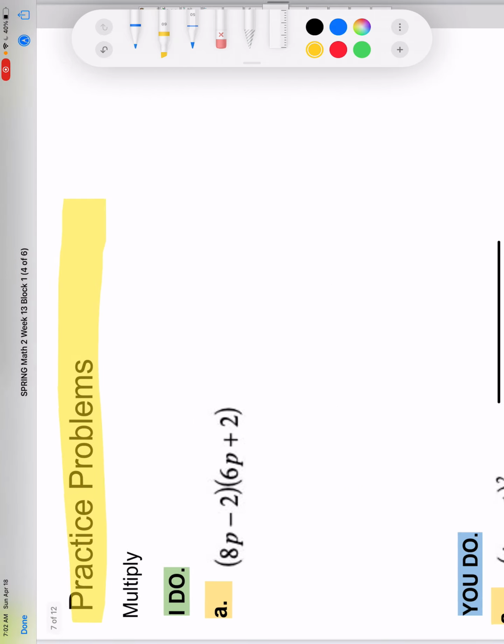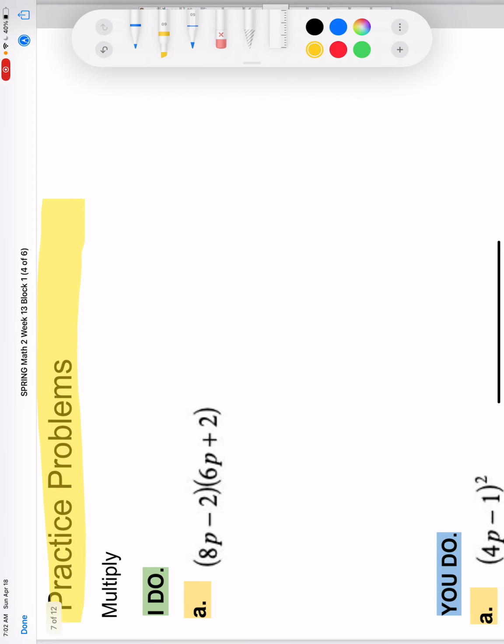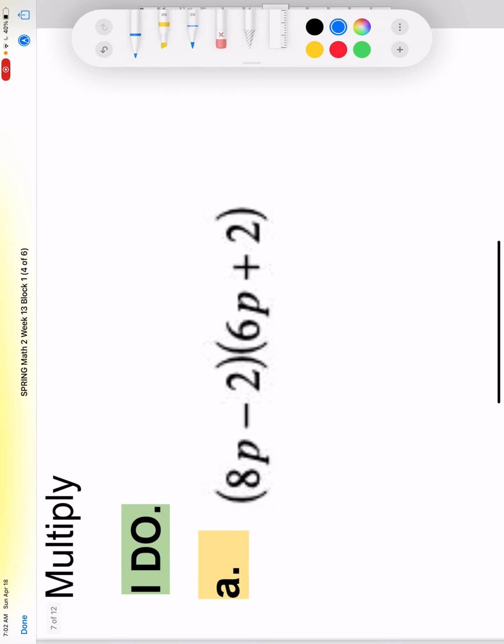All right, so on the next page, we have multiplication of polynomials. So here I want to go ahead and multiply. I have two binomials being multiplied together. So what I'm going to do is distribute. So for my first polynomial, I'm going to take the first term, which is 8p, and multiply it to both terms in that second set of parentheses. So I have 8p times 6p.